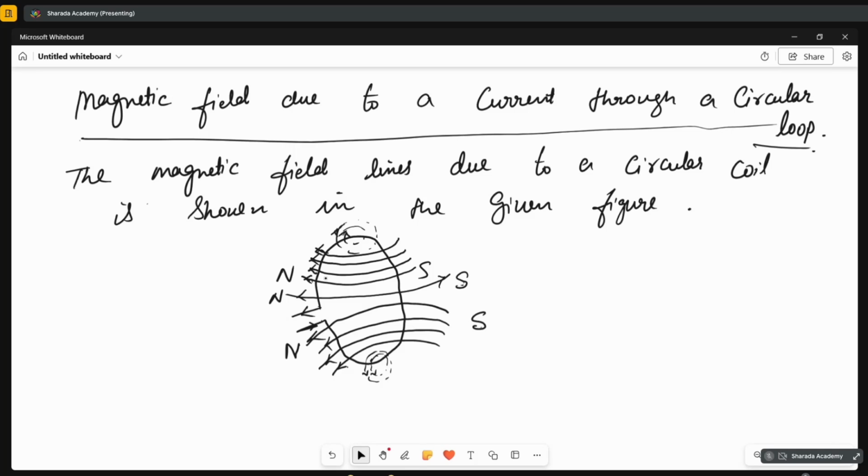If there is a circular coil and current is passed through it, a magnetic field is produced. In any conductor, if a current is there, a magnetic field is produced. But what is the pattern of the magnetic field lines? So we'll try to study.